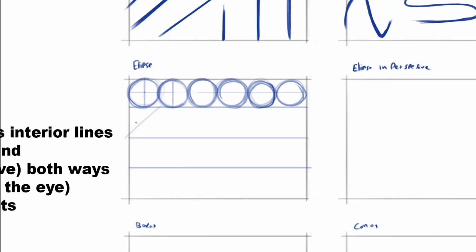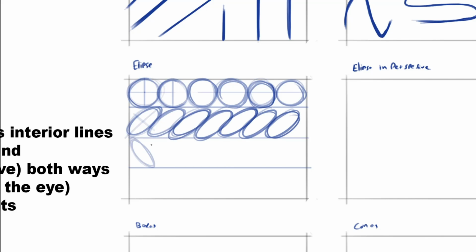Next row would be diagonal ellipses, a 45-degree ellipse that fits in between the lines leaning toward the right. Next row, minus 45 degrees to the left. Again, try to fit it in between the lines.